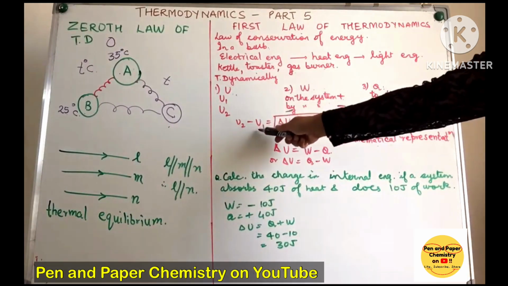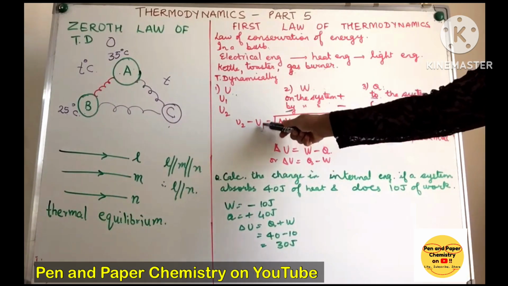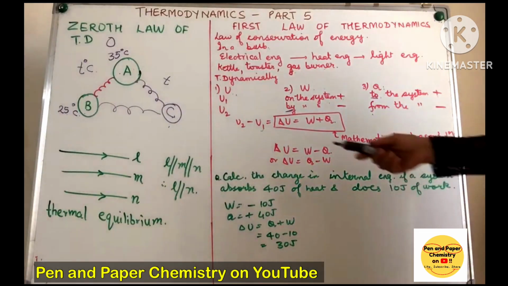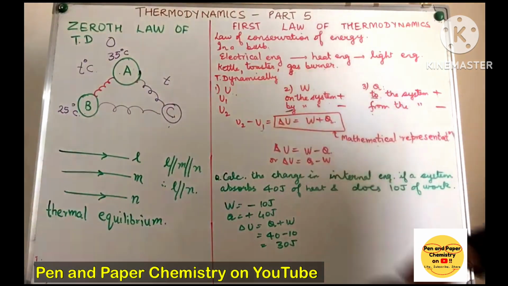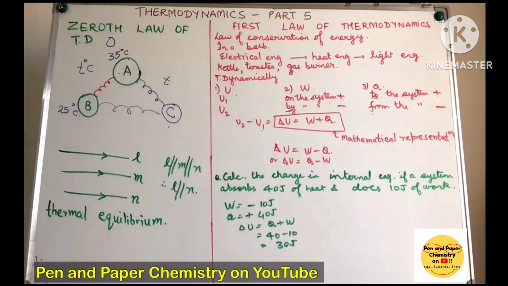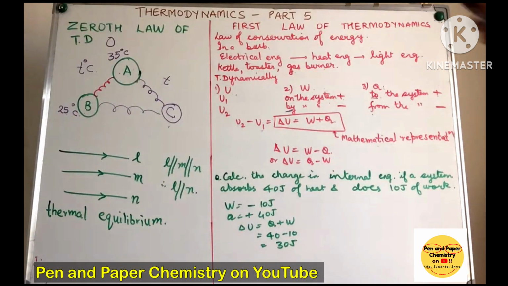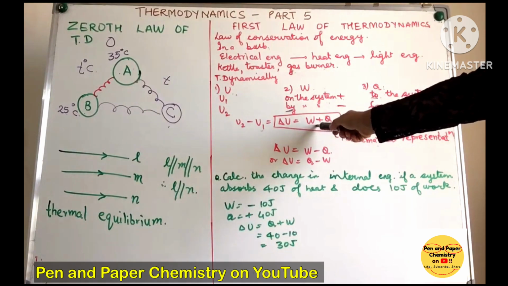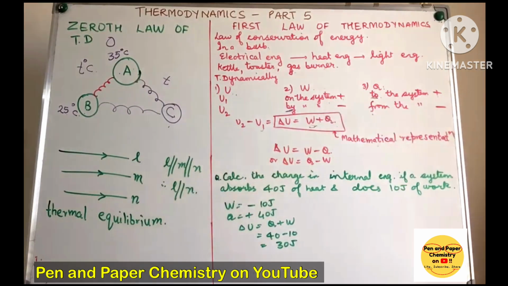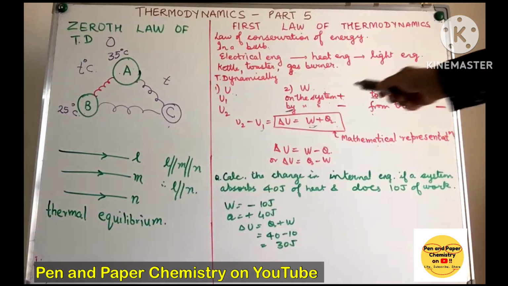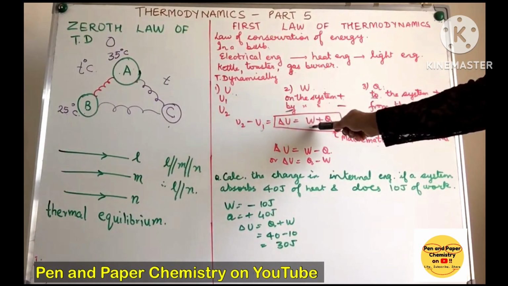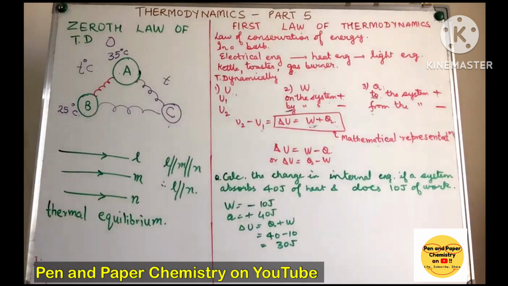So if we have internal energy, the initial internal energy denoted by U1 and the final internal energy denoted by U2, the difference of the two is given as U2 minus U1. That is delta U, the change in internal energy. You have done W amount of work on the system. You have added Q amount of heat to the system. Hence, the total change in internal energy is given by W plus Q. This is the mathematical representation of the first law of thermodynamics.